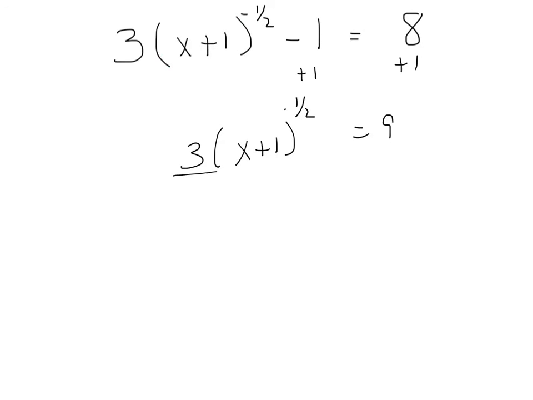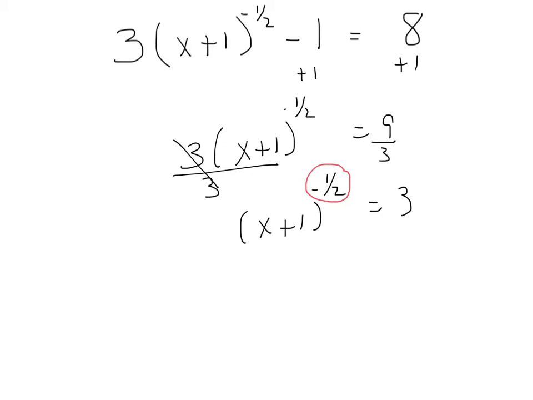So I'll have 3 times this base raised to the negative 1/2 equals 9. Next thing I want to do is get rid of this 3. So I'm going to divide both sides by 3. And then that's gone. That leaves me with x plus 1 to the negative 1/2 equals 3. Now again, the idea is to eliminate this. And the negative is a reciprocal. It means 1 over. The 1/2 is a square root.